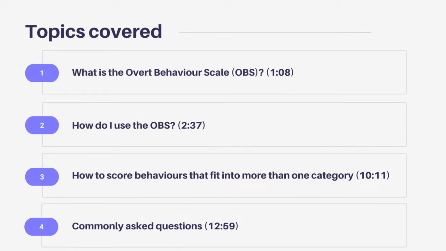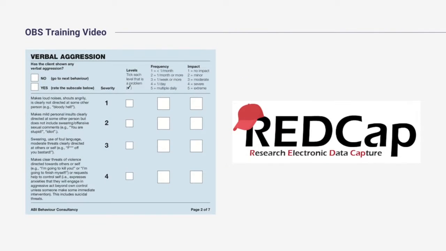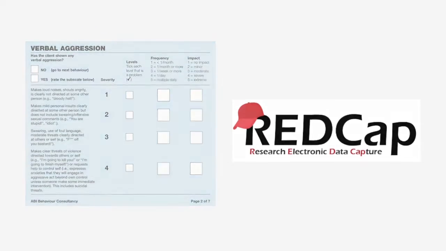In this video, we will look at what is the Overt Behaviour Scale, or OBS, how do I use the OBS, understanding the layout, what behaviours to report, rating severity, the frequency and the impact of the behaviours, the order of completing the OBS, how to score behaviours that fit into more than one category, and some commonly asked questions. This video will demonstrate how to complete the OBS using both the paper form and online REDCap form.